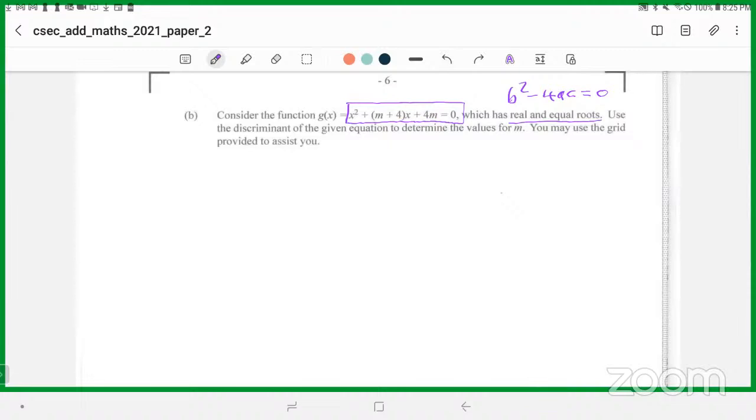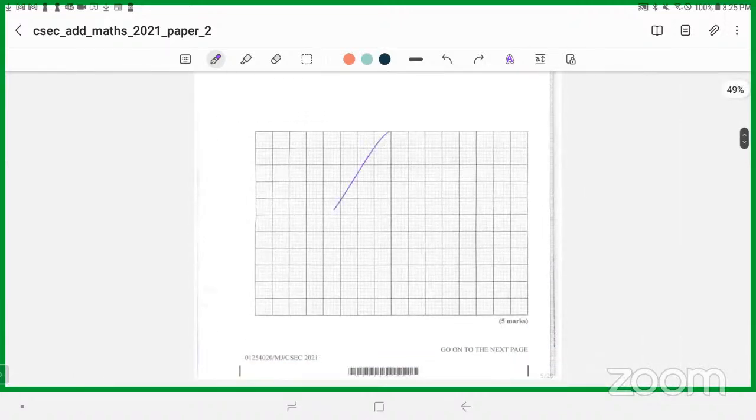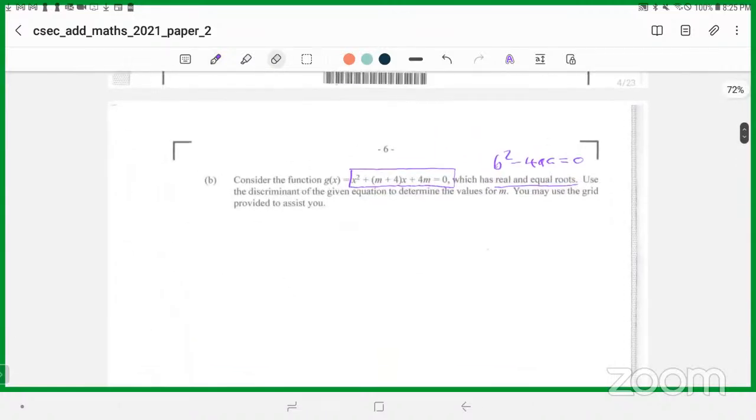You may use the grid provided to assist you. I don't see why they need the grid. I don't need it. This is foolishness. All right? They want us to determine the values of m. That's all we need to do. Discriminant equals 0. I don't know what that grid is about. So we're solving this basically: b squared minus 4ac equals 0, because it has real and equal roots.